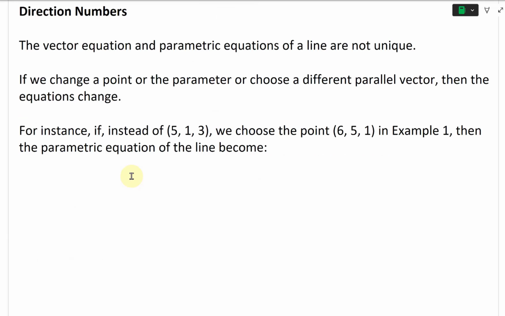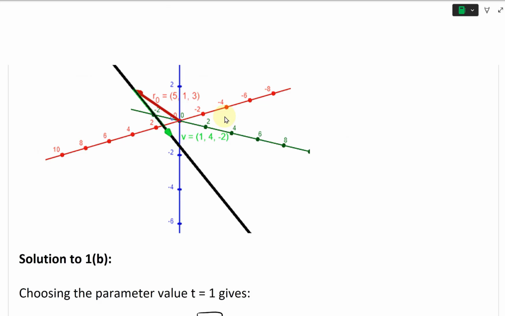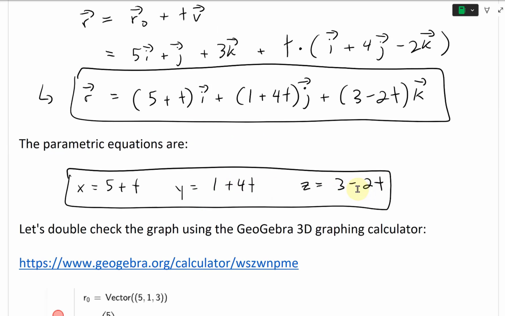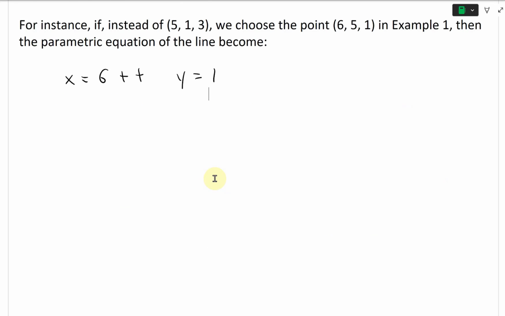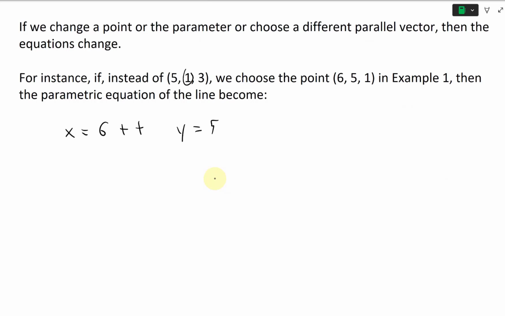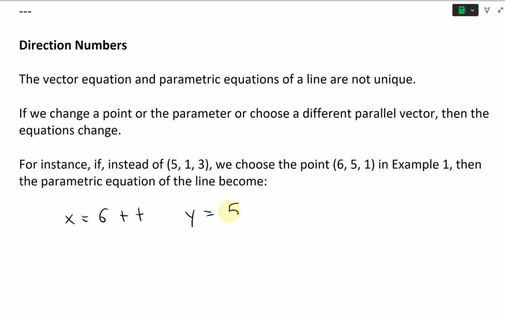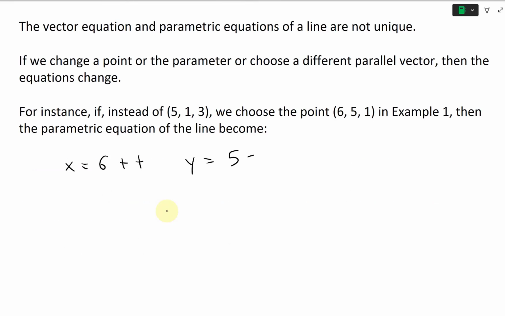In example 1, then the parametric equations of the line become x equals 6 plus t. Remember that other one was the 5, but now it's 6. Then y is equal to 1 plus 4t, and this one's 3 minus 2t, but then this is not going to be 1 anymore. It's going to be 5 now, because we're switching up this 1 with this 5. So y equals 5 plus 4t, and then z is equal to 1 minus 2t, now 1 instead of 3.